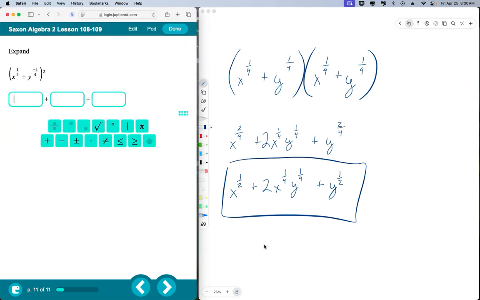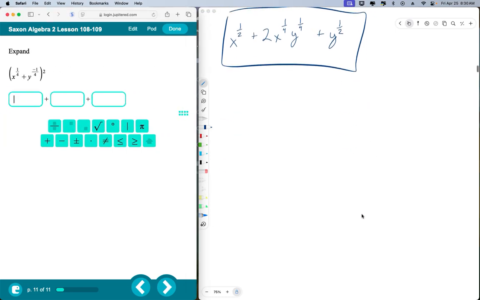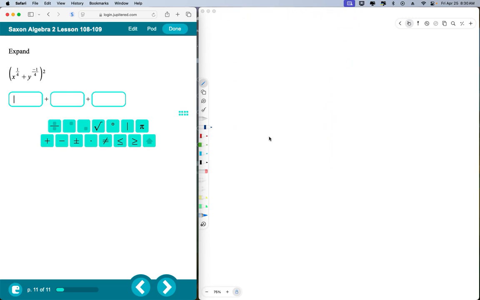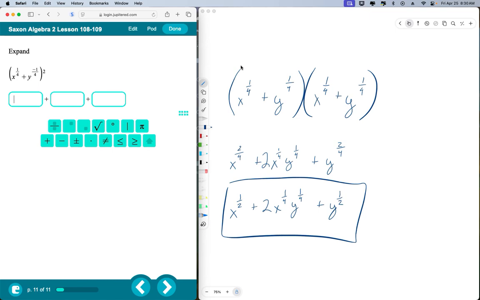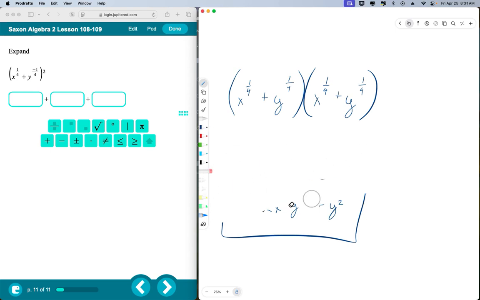One more problem and we're done with this lesson. How cool is that? All right, so this is basically the same problem as this one. It's just that this is now negative. So what I'm going to do is erase this so I don't have to rewrite the whole thing again. And I'm going to make this negative. That's the only difference.